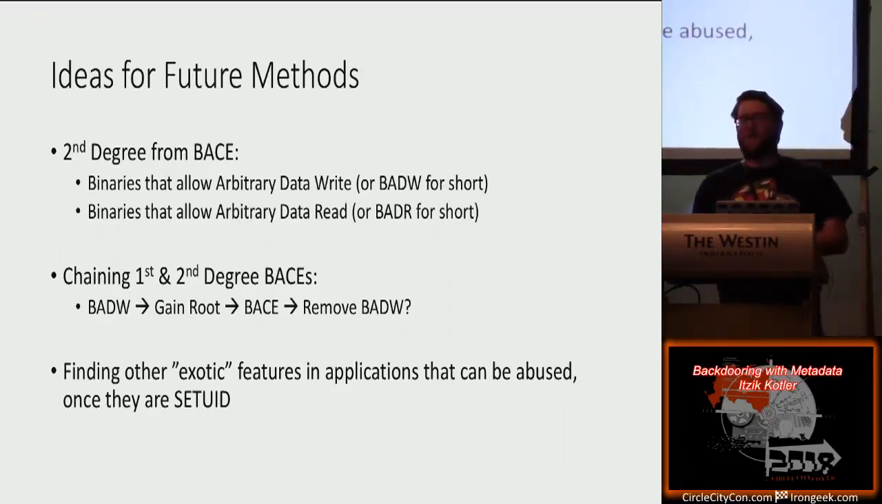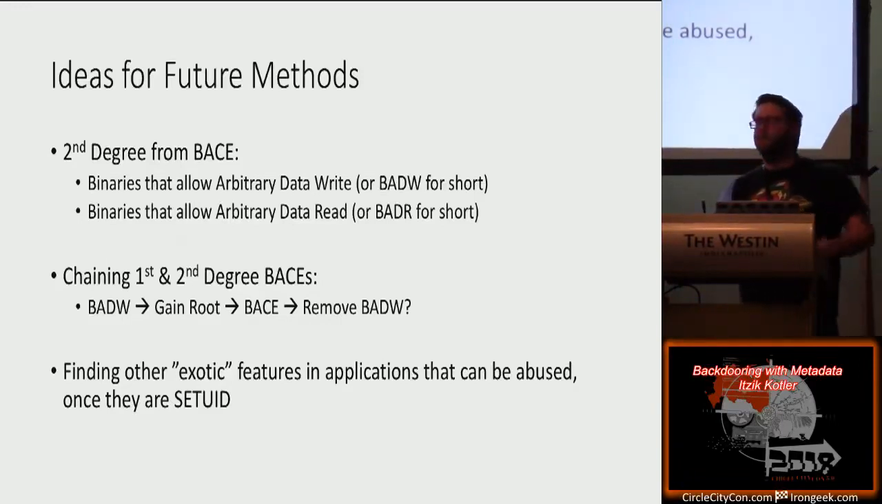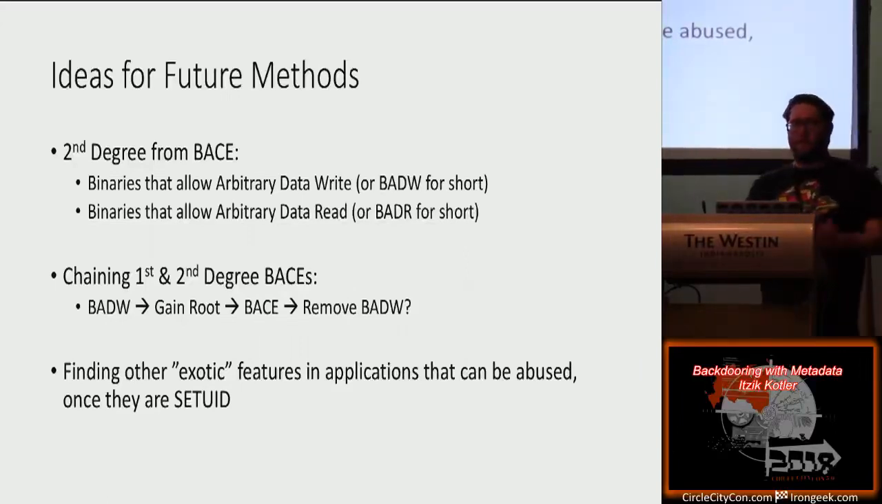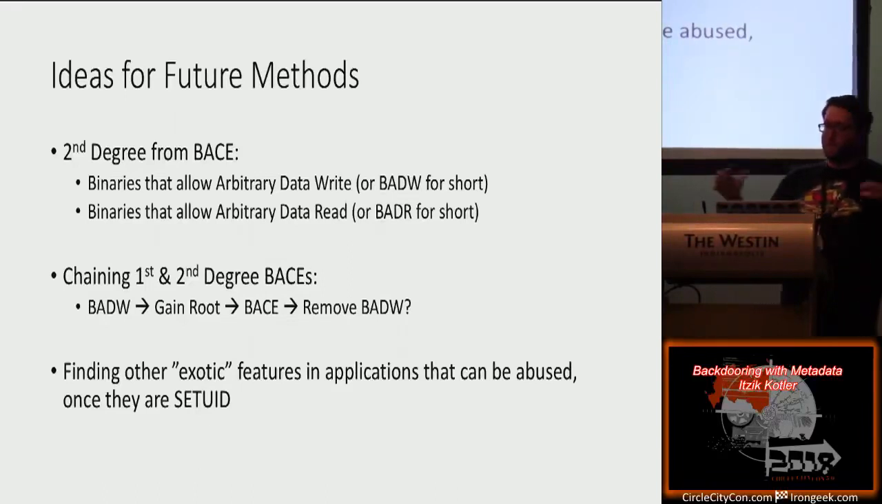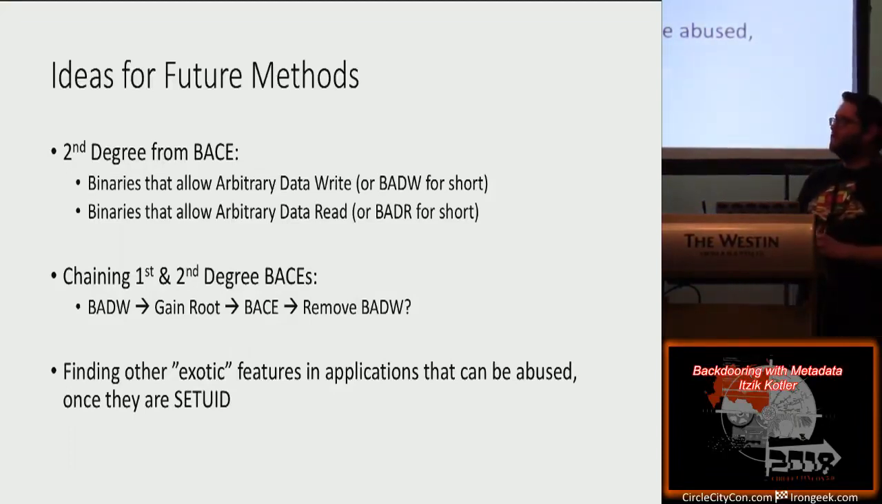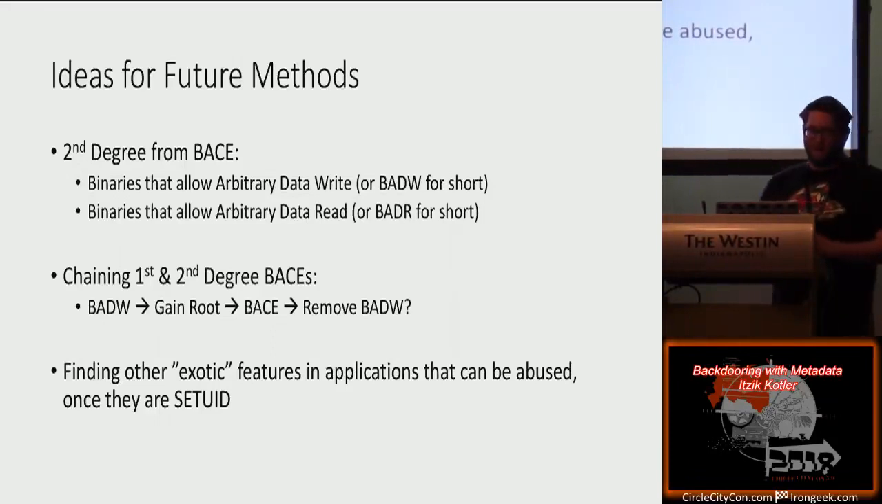And of course, as with everything good, we can chain these things together. We don't have to be exclusive here. We can have an arbitrary write binary help us gain root, given that we can write to a file like the password file, and then we can go ahead and become root and create a backdoor on the system, take find or env or other binaries, and turn them into a backdoor. And then we can remove the arbitrary write binary, the first way that we got in. So as you can see, we can play with this, we can composite some fairly complex scenarios.